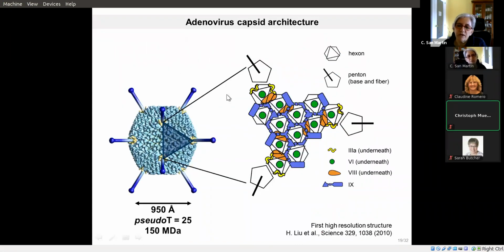So let me show again the schematics of the adenovirus capsid organization, and now I'm going to focus on this protein, the external minor capsid protein 9, which has been traditionally related with maintaining capsid stability. And you can see that in human adenovirus type 5, it makes this sort of network weaving around the hexons in the facet.